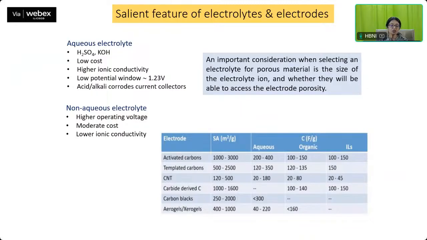In case of non-aqueous electrolyte, what is happening? You have a higher operating voltage, which is a plus point. It has a moderate cost, but it has a lower ionic conductivity. So that is a problem.